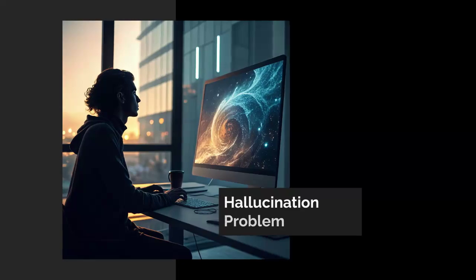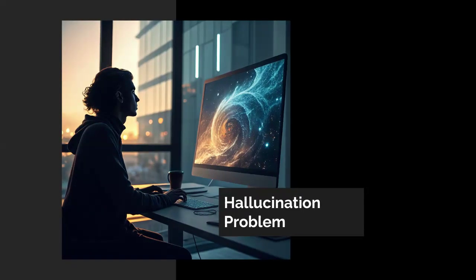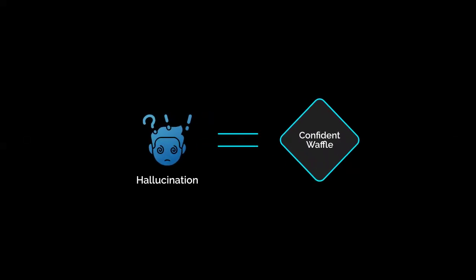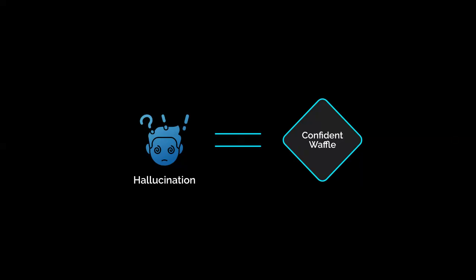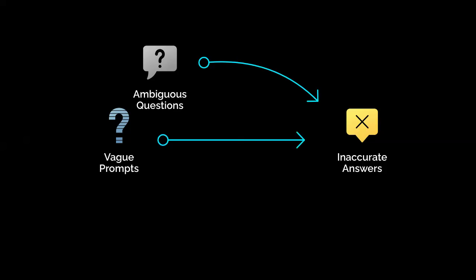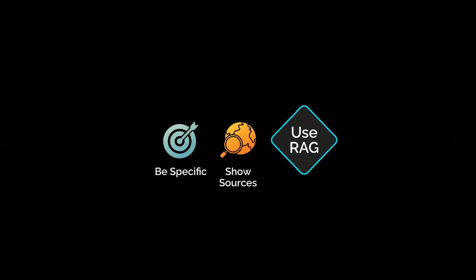But sometimes these tools confidently make things up. Let's explore why that happens. Educators call it hallucination. Others might say confident waffle. Both mean the same thing. Vague questions, ambiguous prompts, and missing facts all push the AI toward guessing and producing inaccurate answers. To fix this, be specific in your questions, ask for sources, and use RAG to anchor responses in real documents.